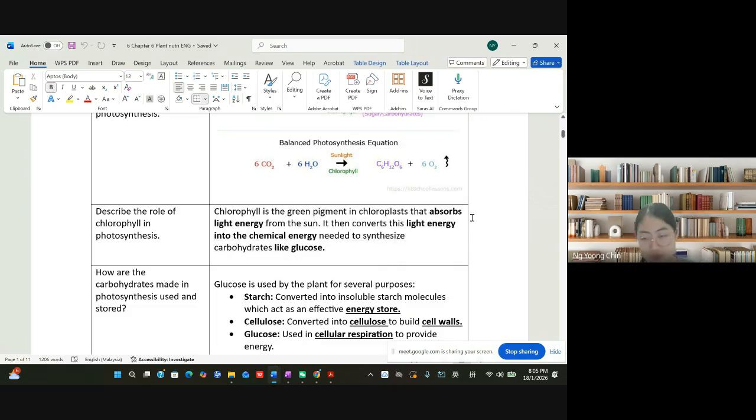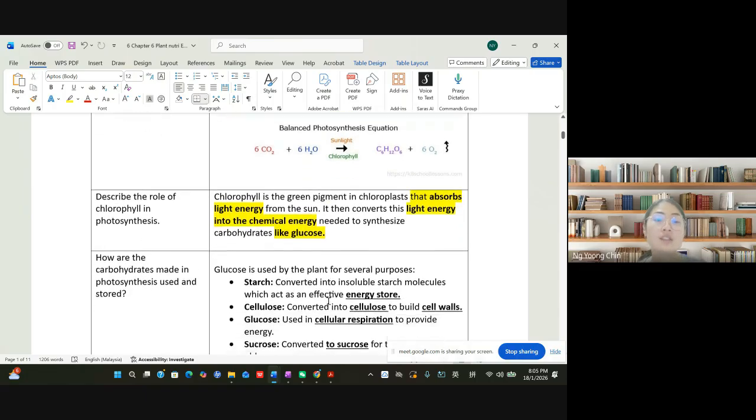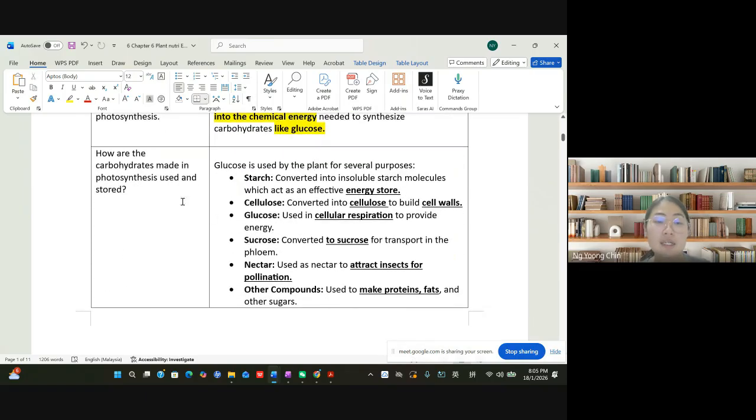Yeah, so just say about trapping the light energy, and then the light energy becomes chemical energy to produce glucose later. Yeah, and then for this one, how are the carbohydrates made in photosynthesis being used and stored? Okay, so just remember that.